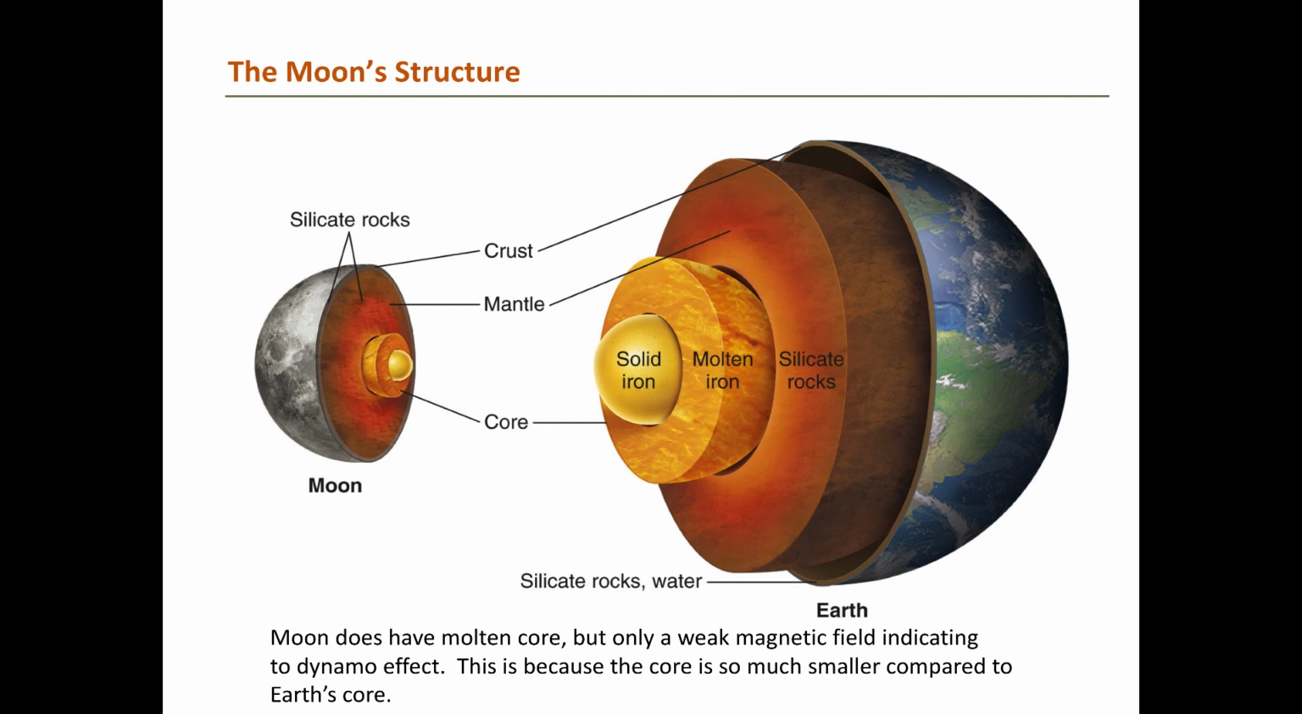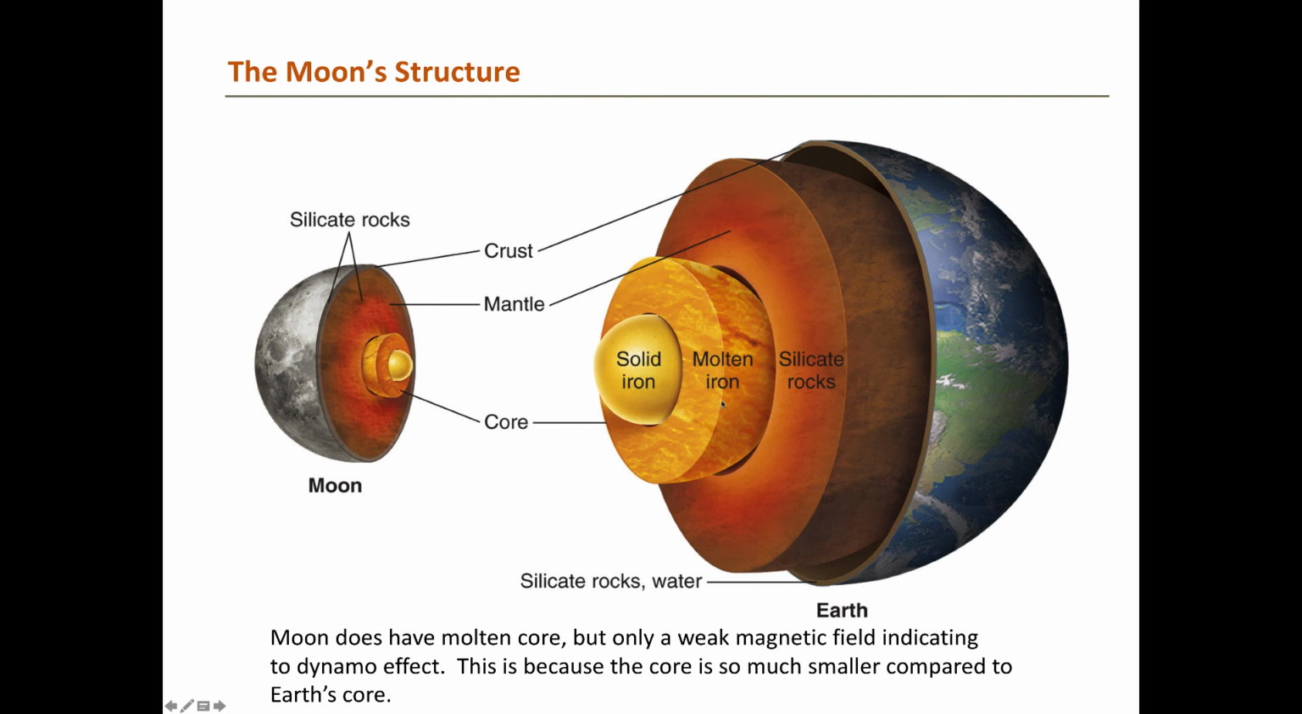Right? Remember, the structure of the Earth has this solid iron and then a molten iron layer around it. That's part of the core. This is all part of the core. But it's much smaller compared to the radius of the moon than it is for the Earth, right? This is a much bigger core compared to the radius of the Earth.